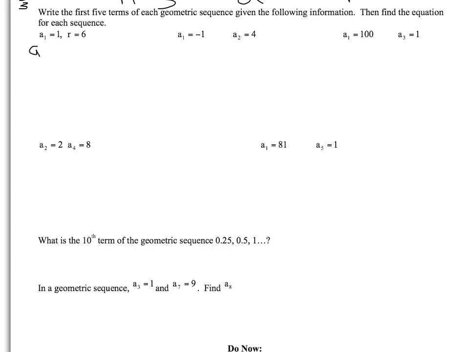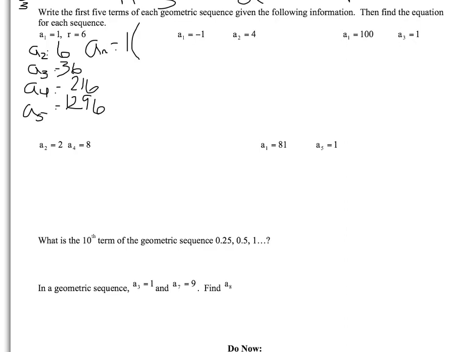So a_2 is going to be 1 times 6, which is 6. The third term is going to be 6 times 6, which is 36. The fourth term is going to be 36 times 6, which is 216. And the fifth term is going to be 216 times 6, which is 1296. Therefore, that's our 5 terms. Our formula is going to be from the top a_n equals a_1, which is 1, times your r value, which is 6, to the n minus 1.